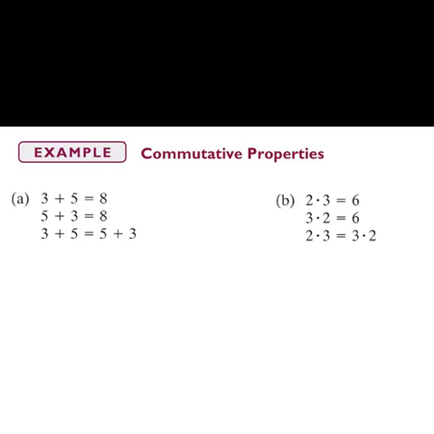All right, so here are some examples for illustrating the various properties. For the commutative properties, we have 3 plus 5. That's the same thing as 5 plus 3, because they're both equal to 8, for example. Or you have 2 times 3. That's the same thing as 3 times 2. They're both equal to 6. So those two are equal.